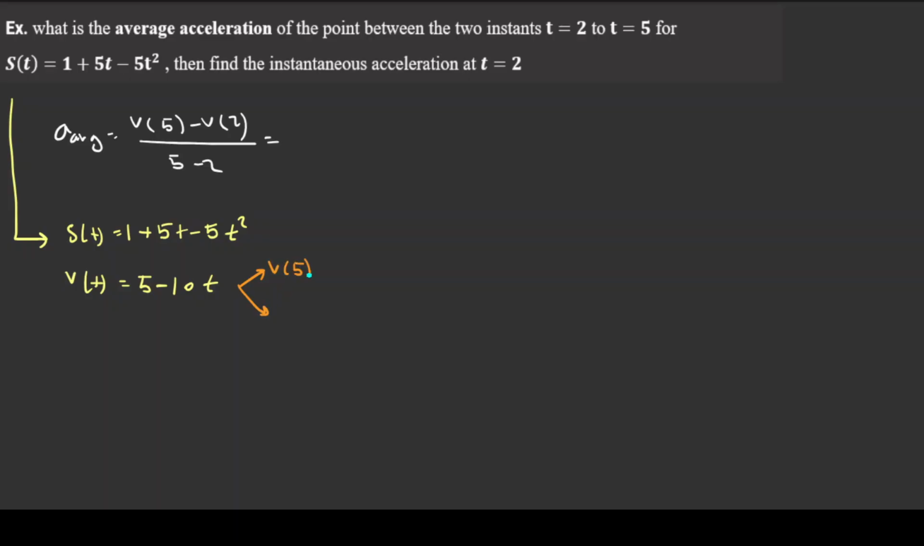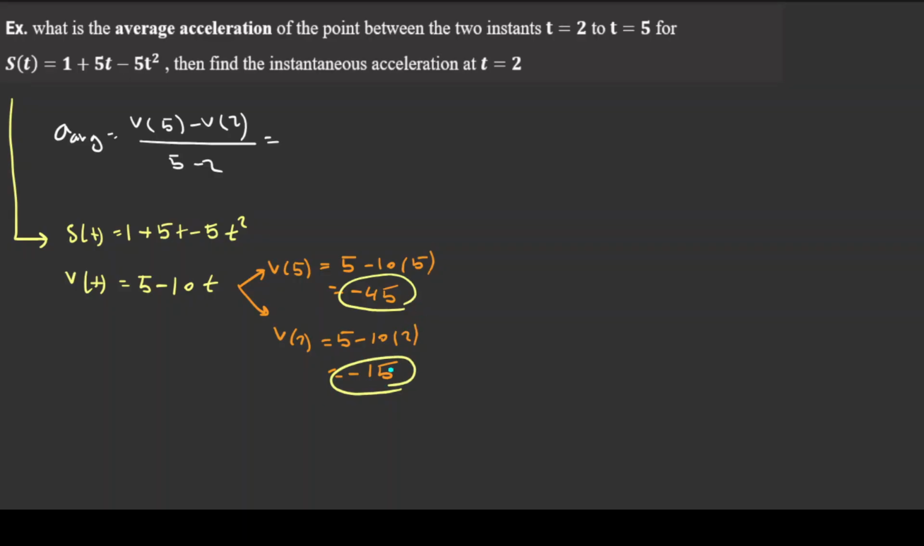V of 5 is going to be 5 minus 10 times 5, so 10 times 5 is 50, so it's going to be negative 45. Also we're going to find v of 2, which is going to be 5 minus 10 times 2, so 10 times 2 is 20, and 5 minus 20 is negative 15. Now we have v of 5, which is negative 45, and v of 2, which is negative 15.